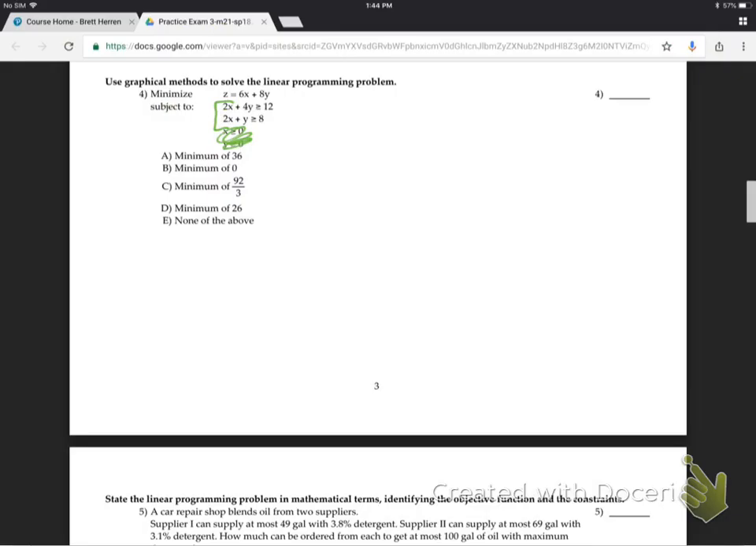Okay, go back. So we've got to graph those two, and then in the end, we'll plug into that thing they're saying minimize. That'll be the last step. We save that for the end. Remember how these work? We just do the subject to, these guys, we graph them.